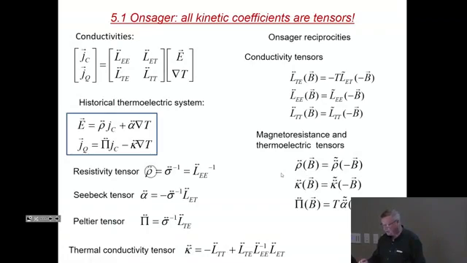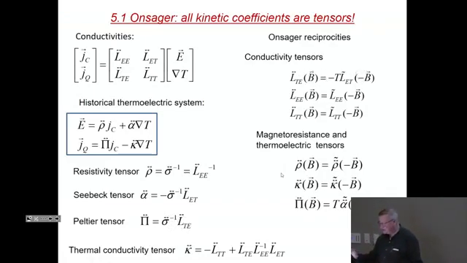Now, if we go to the historical thermoelectric system with Seebeck and Peltier coefficients, then we have seen how the resistivity tensor is the inverse of the conductivity tensor, and that's actually the inverse of the LEE tensor. The Seebeck tensor, on the other hand, is LET over LEE. In tensorial form, it would actually be minus LEE to the power minus 1 times LET. This is a matrix product. And the Peltier tensor would be the conductivity tensor inverse times LTE.